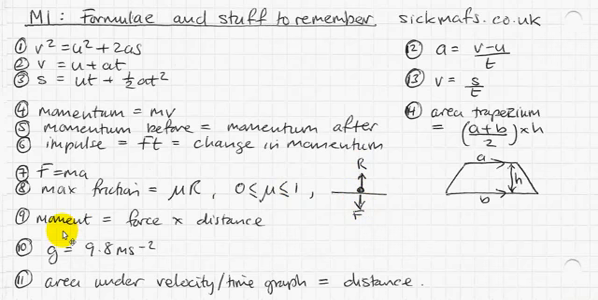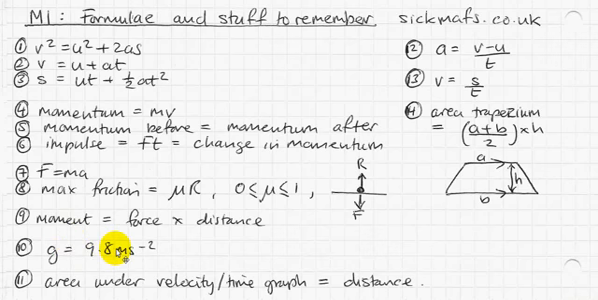So moments are basically known as turning forces. So force times distance from the pivot point or the turning point is equal to a moment. And you usually have to calculate clockwise turning points and anti-clockwise turning points and stuff like that.